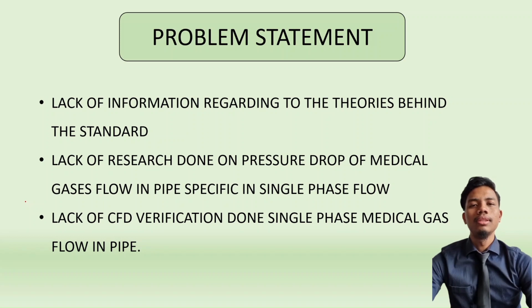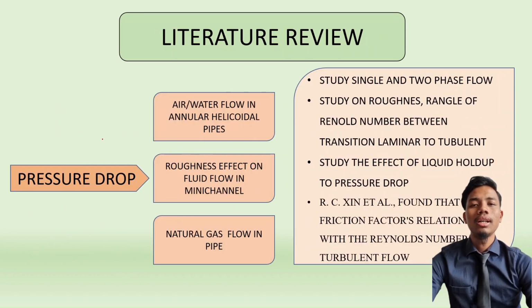in pipe. In the literature review, there are various research papers referred to which are related to pressure drop. Among the studies reviewed are pressure drop of air-water flow in annular helicoidal pipe, the roughness effect of fluid flow in mini channel, and pressure drop of natural gas flow in pipe. In those researches, the authors studied single and two-phase flow, and several factors that affect the flow in pipe, which are Reynolds number, surface roughness, and liquid holdup.